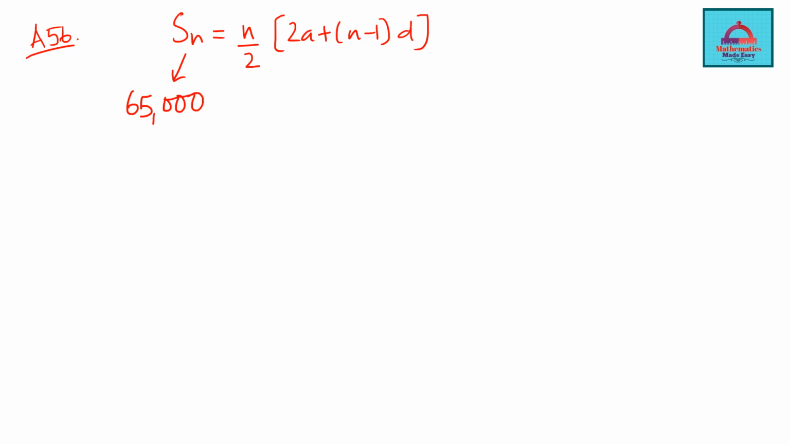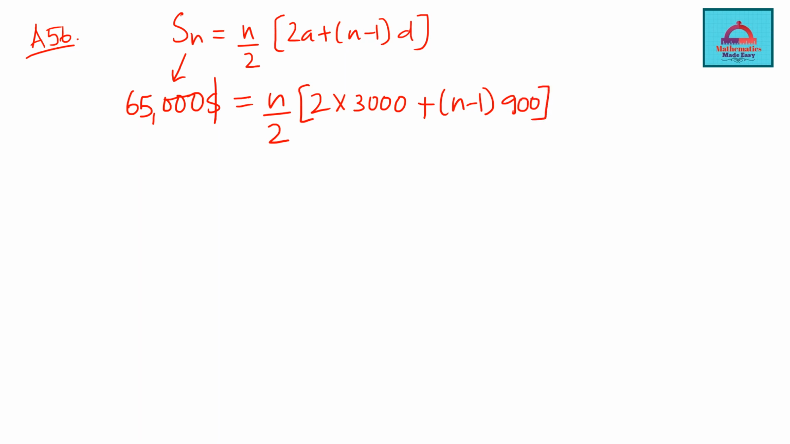So let's write the formula first. Sn equal to n by 2, 2a plus n minus 1 d. We are solving here answer 56. So what is given to you? Sn is given, $65,000. N you don't know, so I'm keeping n as it is. The value of A was given in the question as 3,000. So I'm going to put that. N we don't know, and D is given to you as 900.